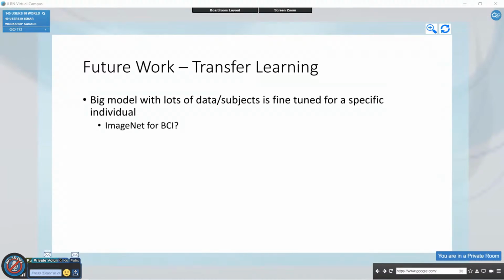Another idea that I think is very exciting is when you get into deep learning. What we really want is a big model with lots of data and lots of subjects, and then you fine tune that for a specific individual, and that's how you could make some of these things more practical. So you do a very quick calibration phase, but then you leverage the larger models in the same way that ImageNet is being used in computer vision tasks. This transfer learning is very important and popular these days. So I think that we need that kind of thing for BCI.